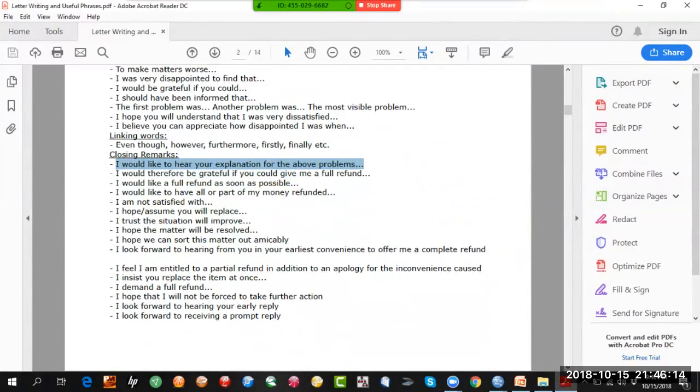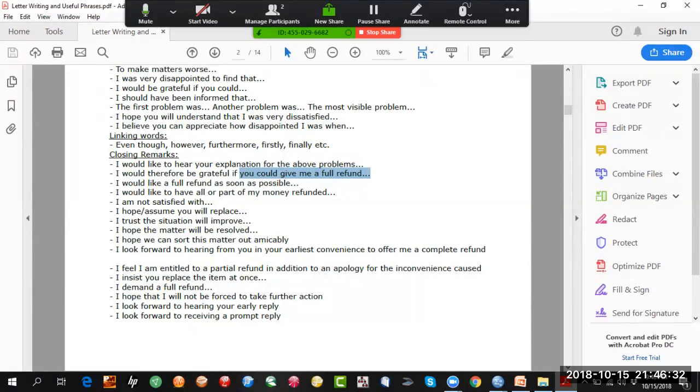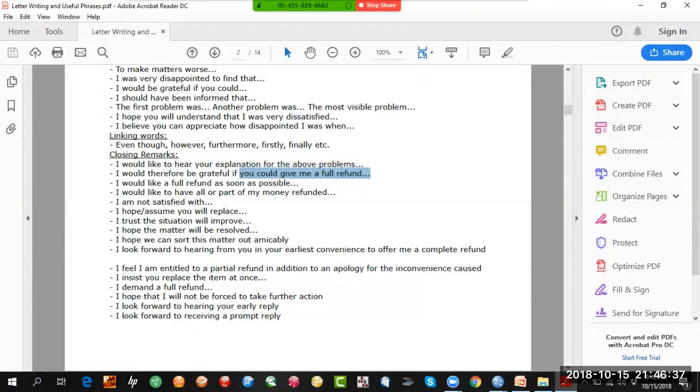Here again, if you see closing remarks, like I would like to hear your explanation for the above problems. Now, this is too harsh actually. But if the exam asks you to do this, you should at least go through these points once. Like you could give me a full refund. Let's say, because in the last two tests consecutively they gave a letter in which they asked that you have recently purchased a new model of mobile phone, but you didn't find it good enough as promised in the advertisement, and so on.